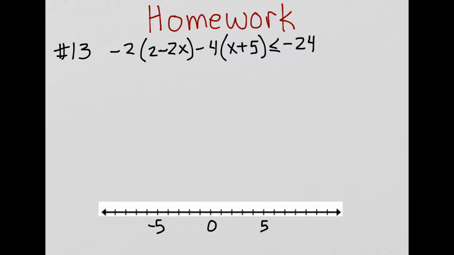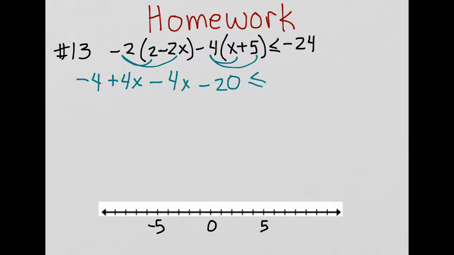And it's just to remind you of the dangers of distributing. Distribute that negative. -2 times -2 is -4. -2 times -2x is positive 4x. Then we have to distribute -4. So I'm going to get a -4x minus 20. And that is all less than or equal to -24.